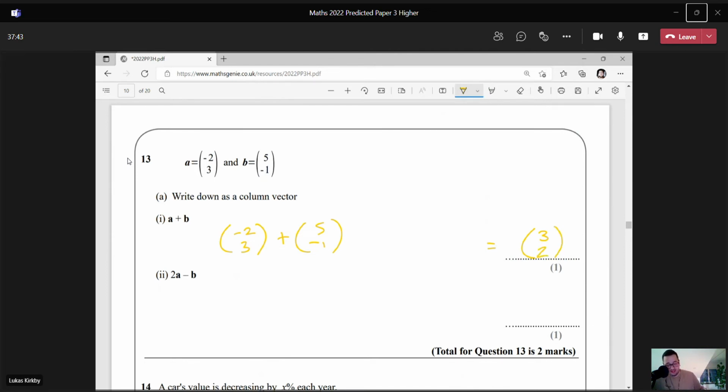Okay. Then we want, for part 2, 2a minus b. So that's 2 lots of a, which is (-2, 3), minus b, which is (5, -1). Well, 2 times a, we just times 2 by everything in the vector. So that's going to be (-4, 6) minus (5, -1). So -4 minus 5 is -9, and 6 minus -1 is 6 plus 1, which is 7.